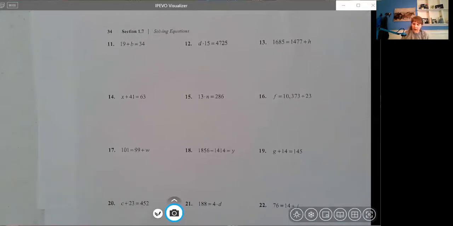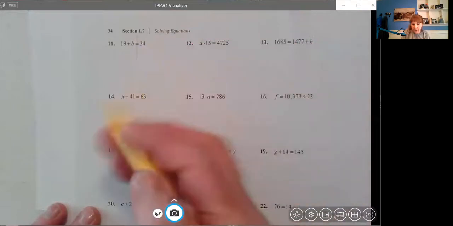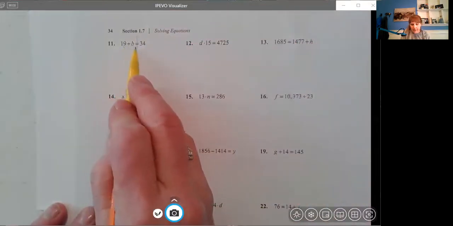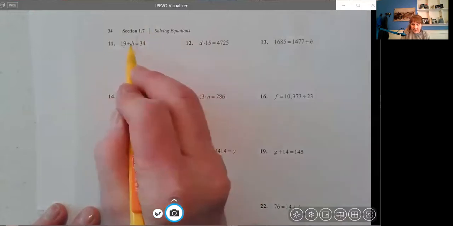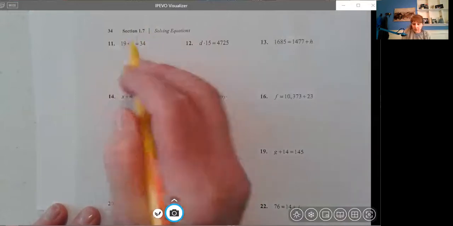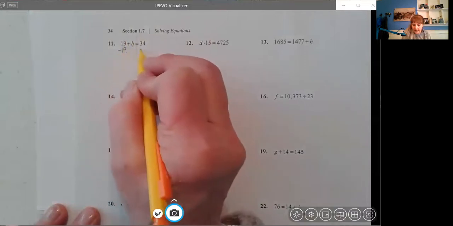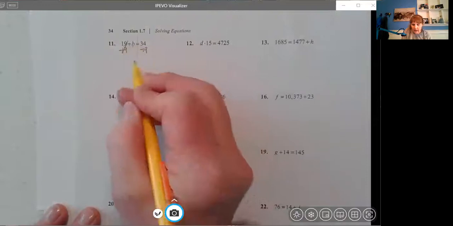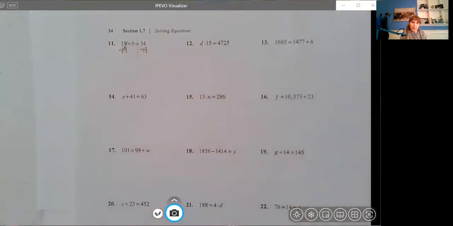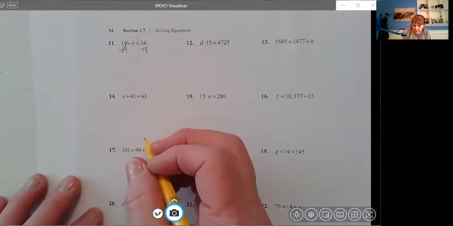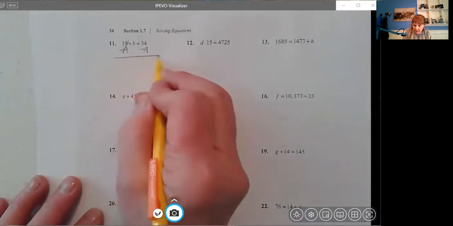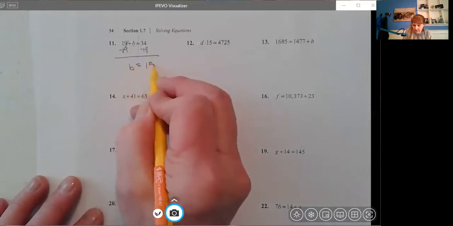Looking at number 11, on the left-hand side of the equation, I've got a 19 that I need to get rid of because I want the b by itself. Well, it's plus 19. So to get rid of that, I'm going to add a negative 19 here. Or you could think of it as subtracting 19. We haven't really looked at adding a negative yet, so you could think of it as just subtracting 19. So we come up with b being equal to 15.